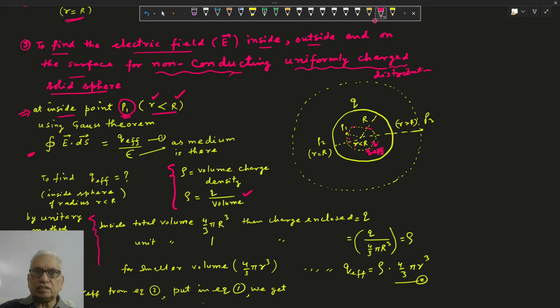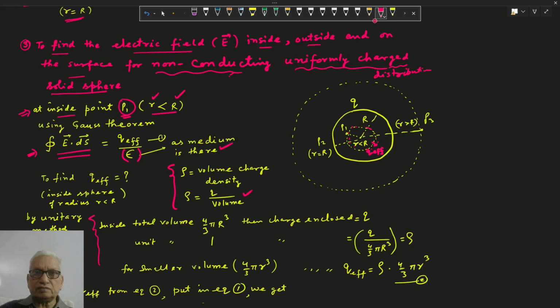So using the Gauss theorem, the integration for the closed path E dot ds equals q effective upon epsilon. We are talking about the inside of the sphere, which is a medium here, not vacuum. So we are writing epsilon here. Epsilon is the permittivity of the medium. We will not take epsilon naught because it is a medium.